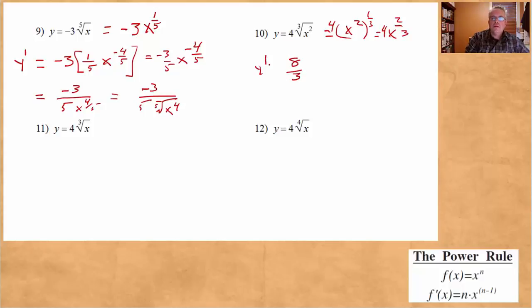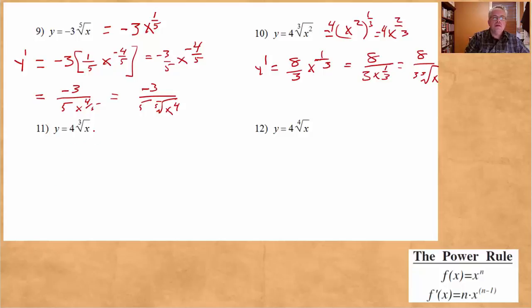So I'm finding y prime. And then x to the 1 less power, x to the -1/3. So this would be 8 over 3x to the +1/3. That's the cube root though. So it's 8 over 3 cube root of x. Wow. Okay. Let's try this one.